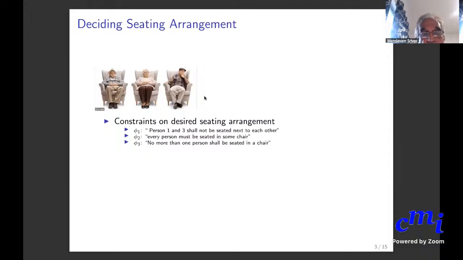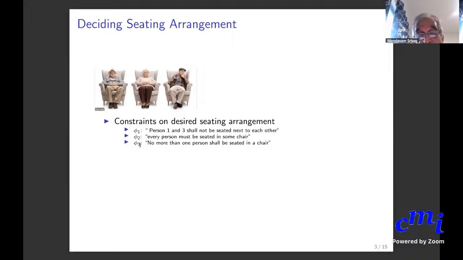The people are numbered as one, two, three. And the first constraint says that person one and person three shall not be seated next to each other. And the chairs are numbered too, we can assume. So every person must be seated in some chair. And the third constraint is no more than one person shall be seated in a chair. These are the three constraints.